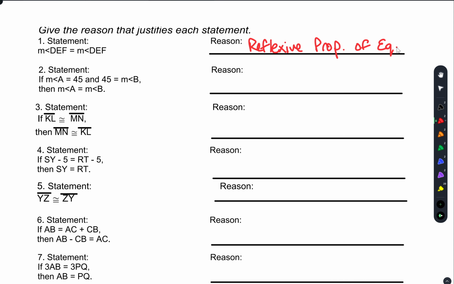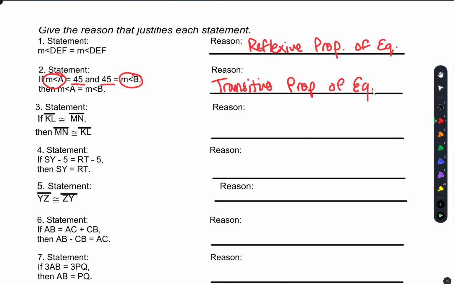Allegra? Transitive. We're cutting out this middle man. 45 is equal to both of those things. Then we can say the 2 on the end must be equal to each other. This is the transitive property of equal signs, so equality.